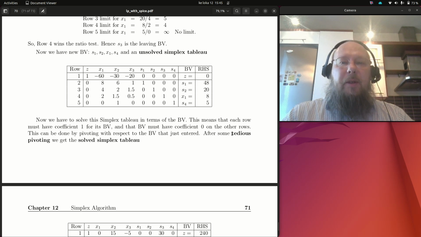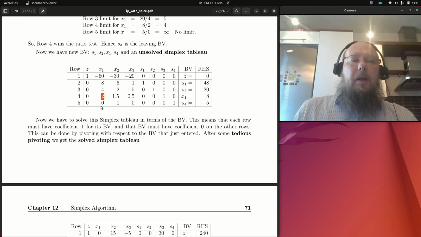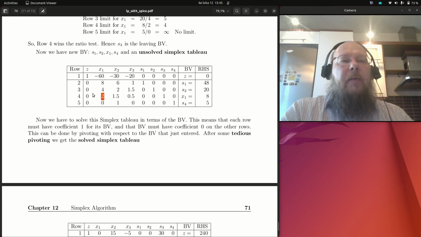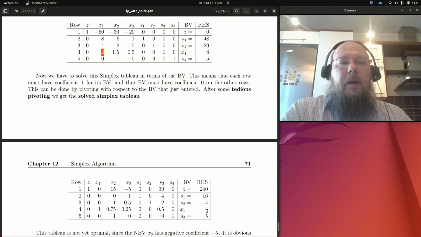But this is pivoting. So what you do, you pivot with this number so that this appears only here and not anywhere else. So what is the pivoting? It's the elementary row operations that I do here. So first, this row I divide by 2, so I will get here 0, 1, 0.75, 0.25, 0, 0, 0.5, 0 equals 4. Then I have 1 here. So this is what happened here.